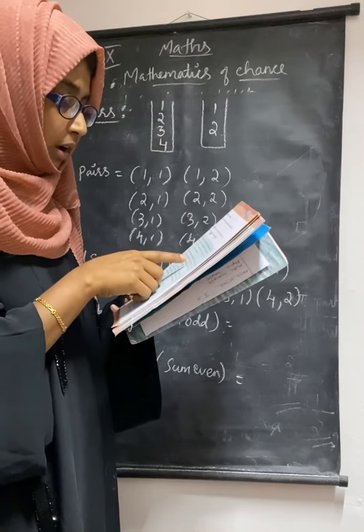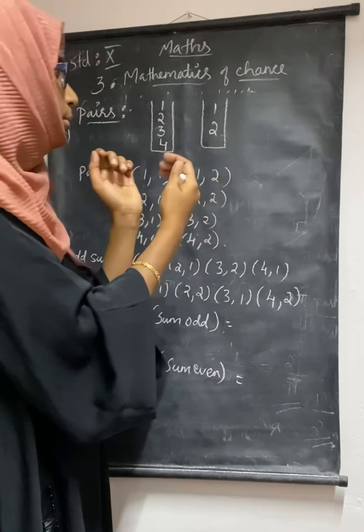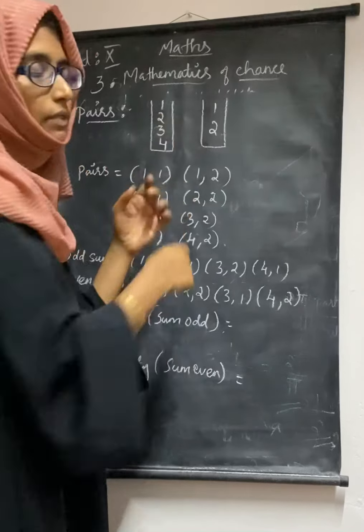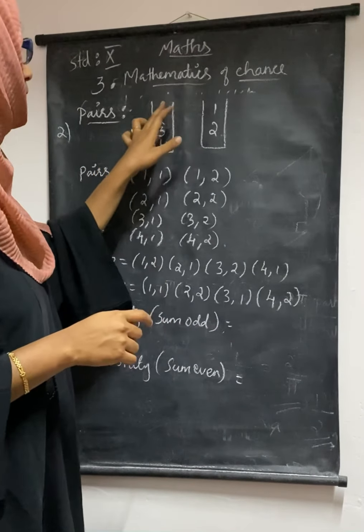They told us there are two boxes here, one with 4 slips and the other with 2 slips. I take one slip from here and one slip from here, so two numbers together form one pair. Like that, so many pairs we can make. So we'll see how many pairs we can make.